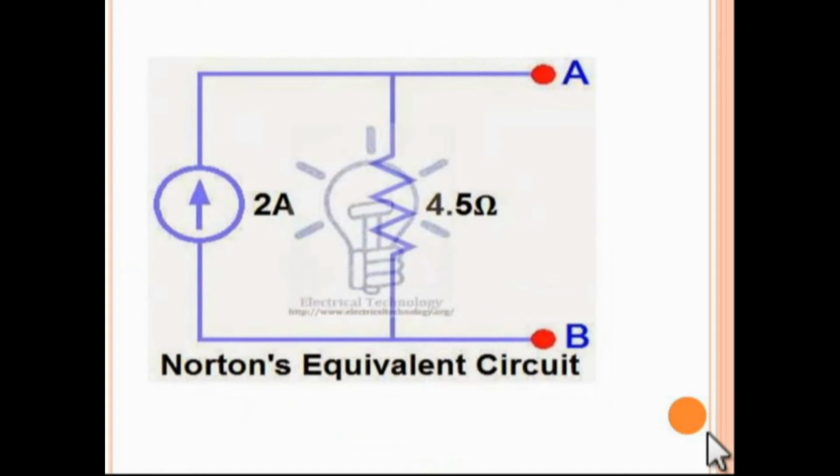Now see the equivalent diagram. So guys, now you have to connect Norton's current source. This is the Norton's current source. You have to connect the IN, that is 2 ampere, in the upward direction.